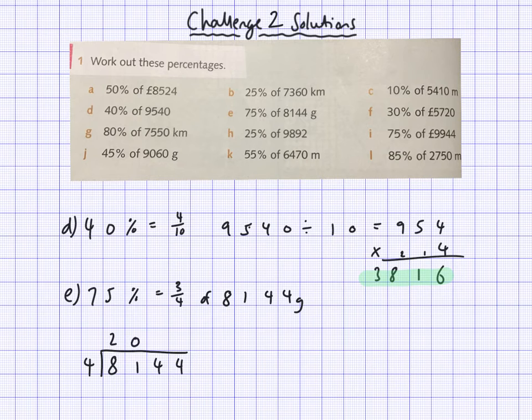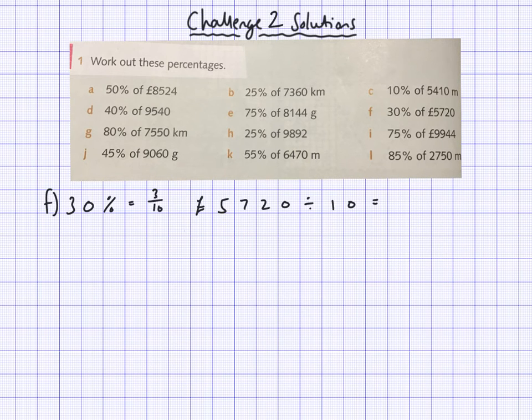Please do show us your working out whenever you're doing these, okay, just so we can see your strategies in case you're going wrong anywhere. That gives me 2,036, and I've got to multiply that by the top, which is 3. So 2,036 times 3, and I got 6,108 for that. F, 30% is equivalent to 3/10.